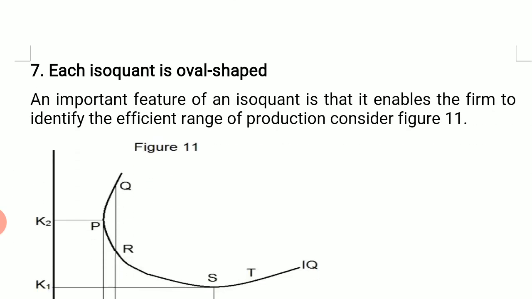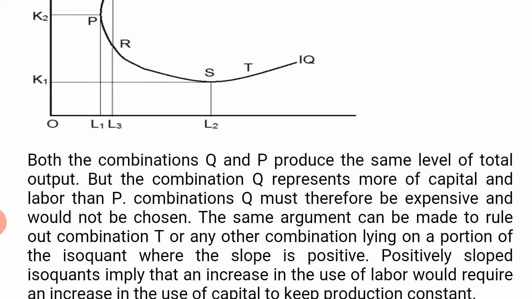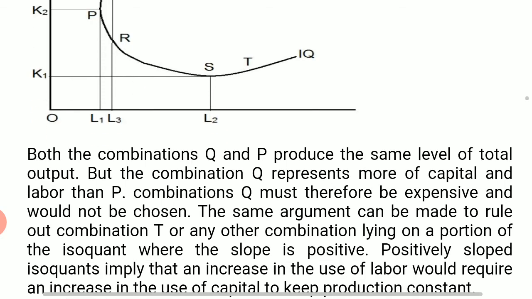Now each isoquant is oval-shaped. An important feature of isoquants is that they enable the firm to identify the efficient range of production, as shown in the figure. Both combinations Q and P produce the same level of output, but combination Q represents more of capital and labor than P. Combination Q must therefore be expensive and would not be chosen.